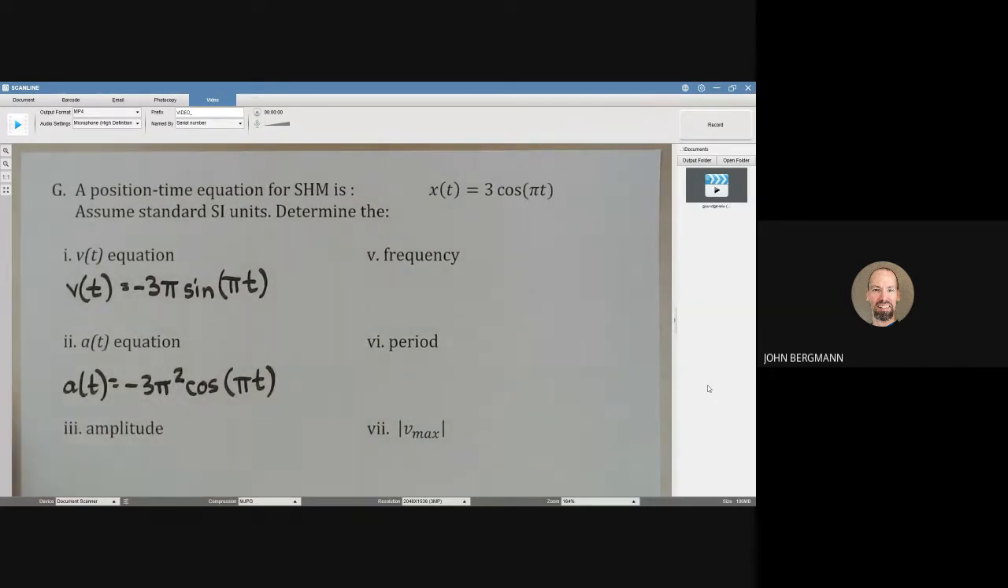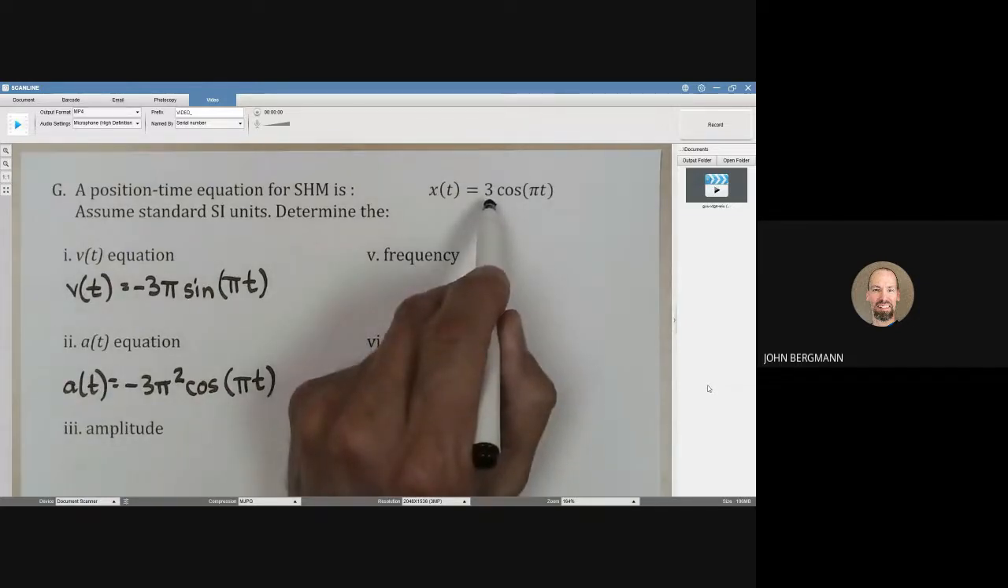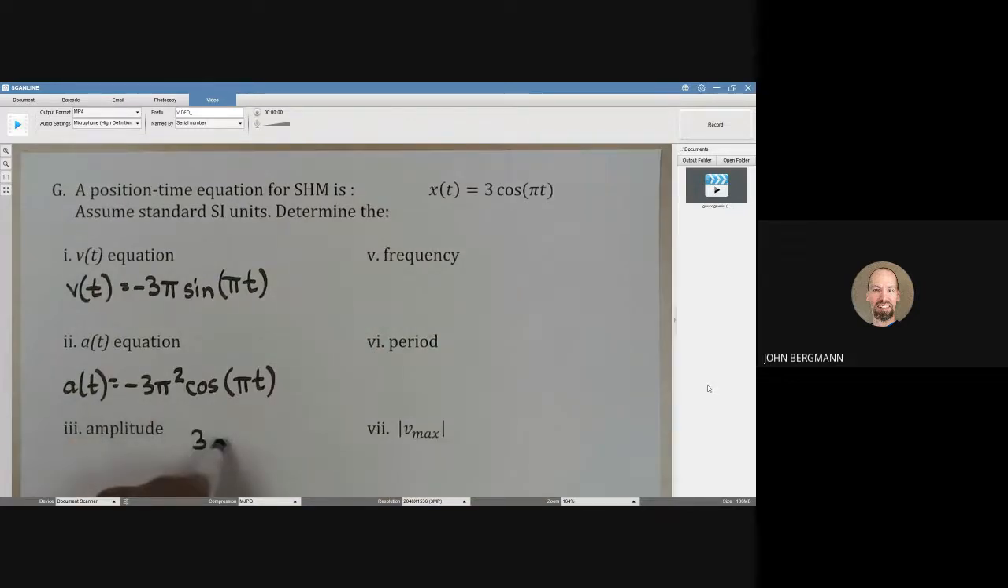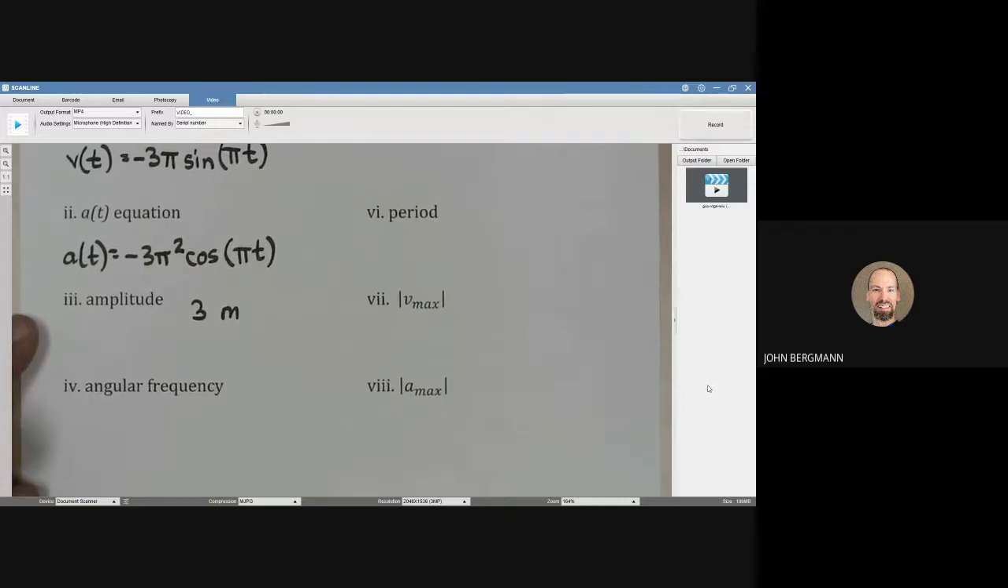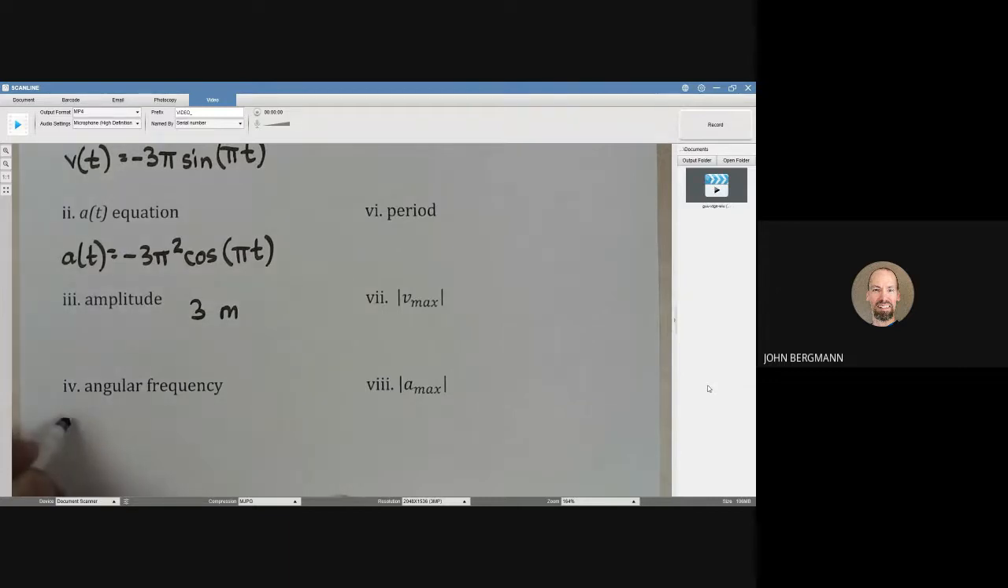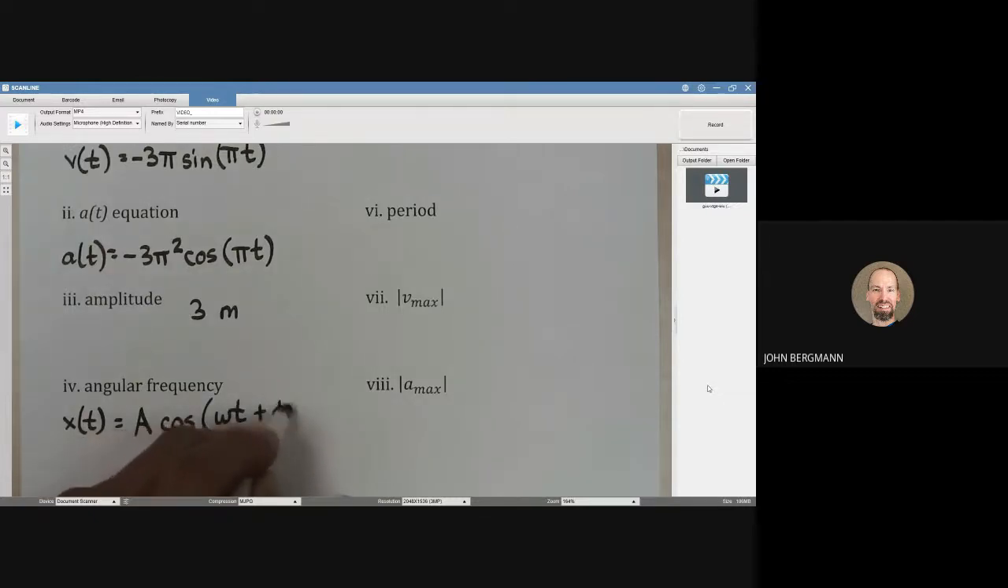Now, what's the amplitude of this motion? Well, the amplitude is right there, 3. And assuming standard SI units, it would be meters, wouldn't it? 3 meters. How about the angular frequency? To do that, we go back to the pattern for these equations. And the pattern for the position time equation went something like this. The amplitude times the cosine of omega t plus phi.